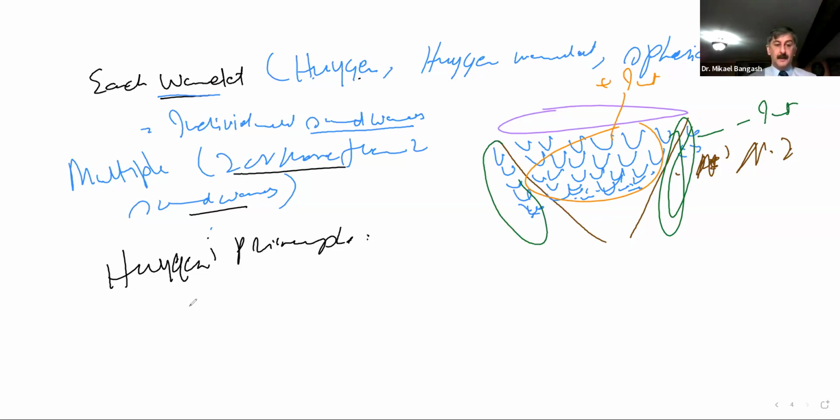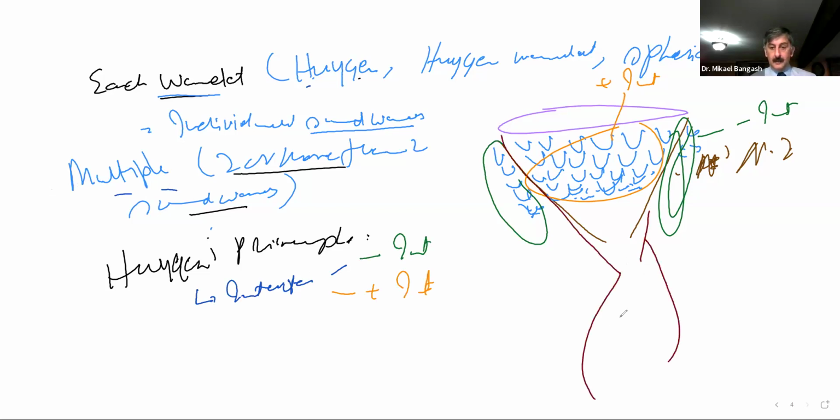But your Huygens principle mainly says that as these multiple Huygens wavelets interfere, which can be either destructive interference or constructive interference, as a result of that, our beam gets that hourglass appearance.